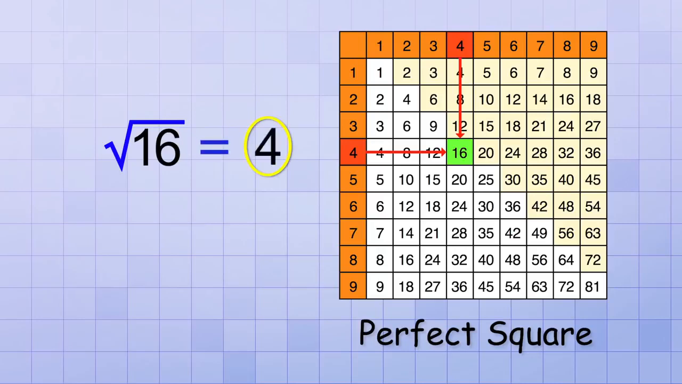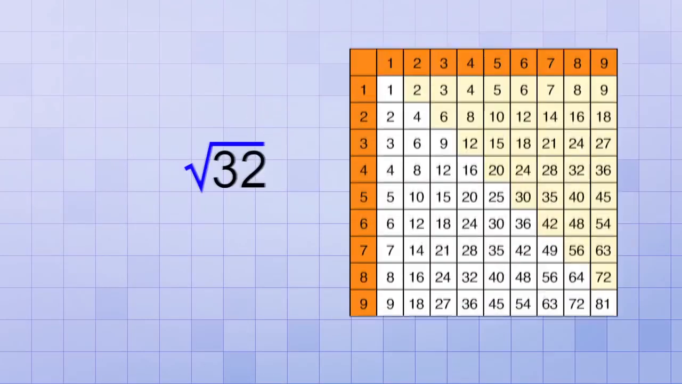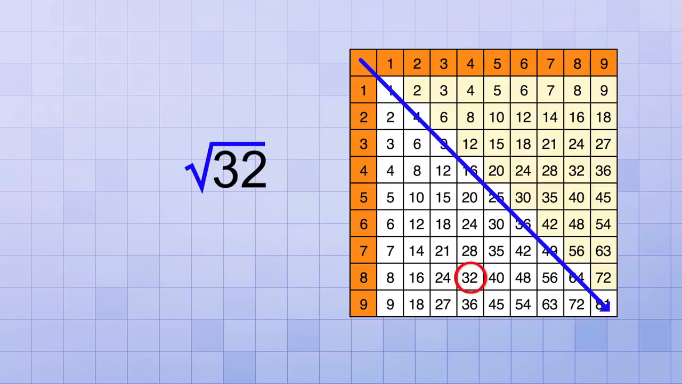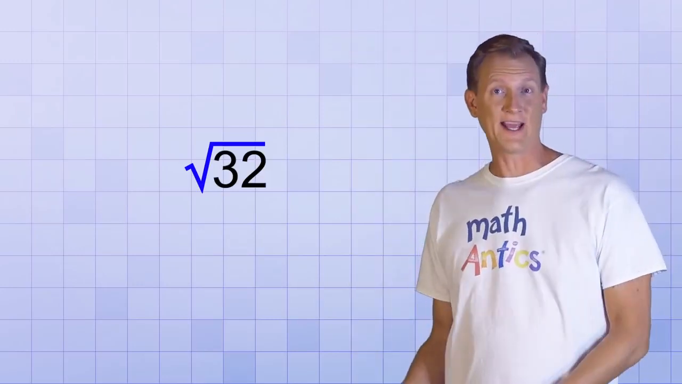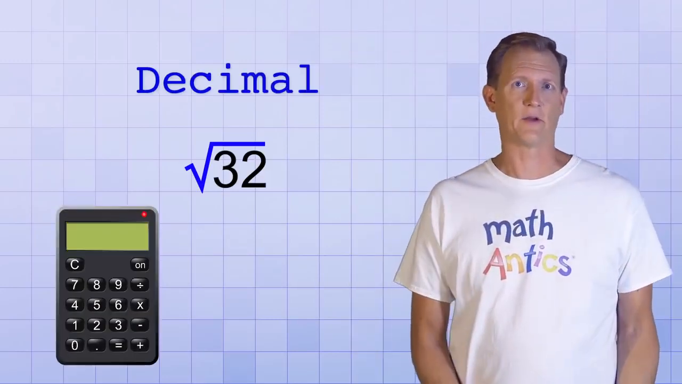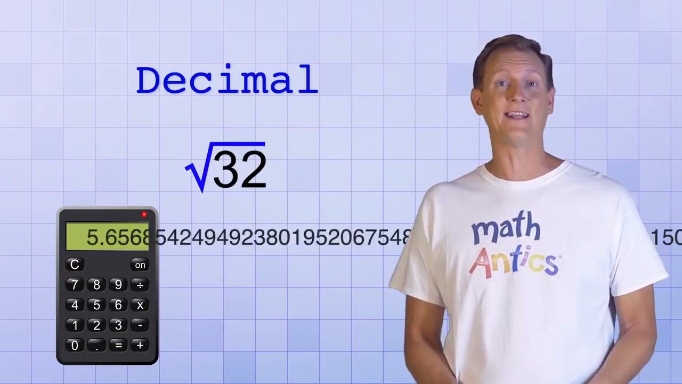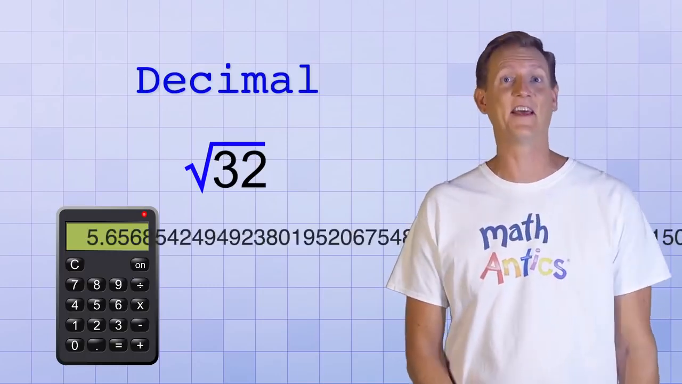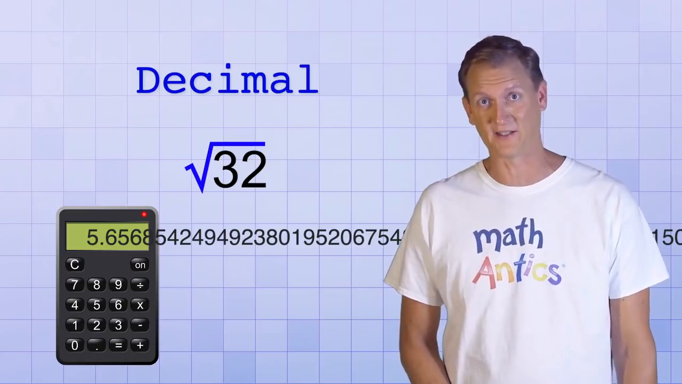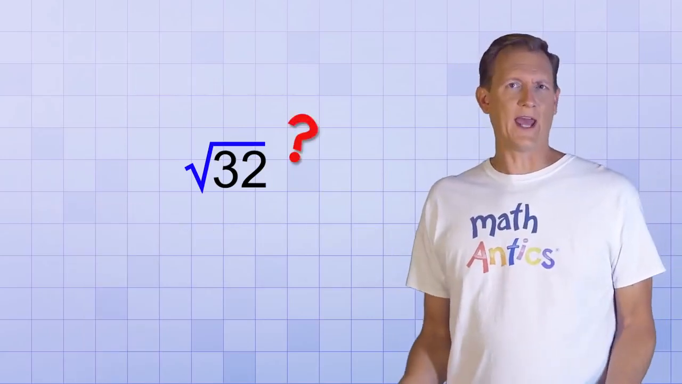But what if you do a different problem and end up with the answer, the square root of 32? Well, 32 isn't a perfect square, so we can't simplify it to a nice whole number like we could with the square root of 16. You might consider using a calculator to convert it to a decimal value. But in this case, we'd end up with an irrational number, which is a never-ending, never-repeating decimal. And that's definitely not a simpler way to write it. So what other options do we have?